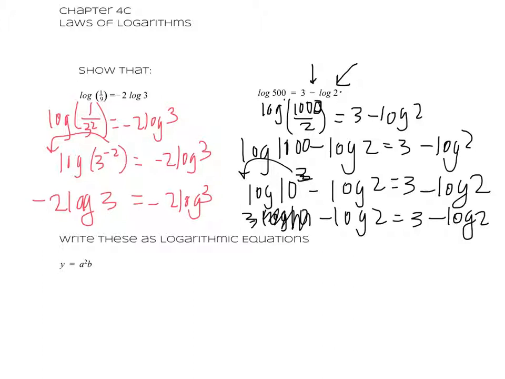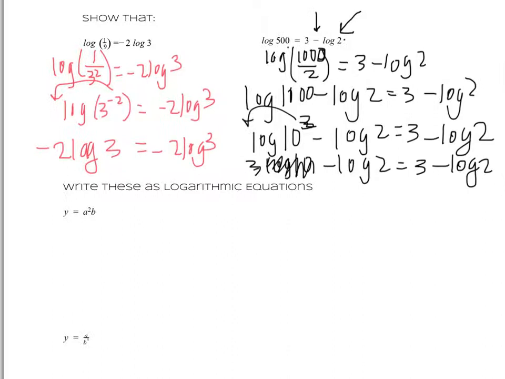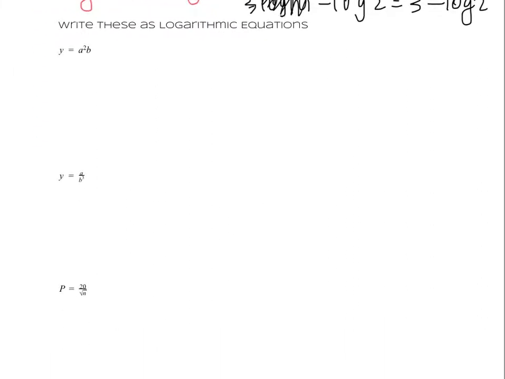So now let's take a look. How do we go from problems that don't have logs in them and rewrite them so that we can have logs? So right here, as you can see, I have y equals a squared b. What I need to do is log both sides. So I log y. That gives me log of a squared b.